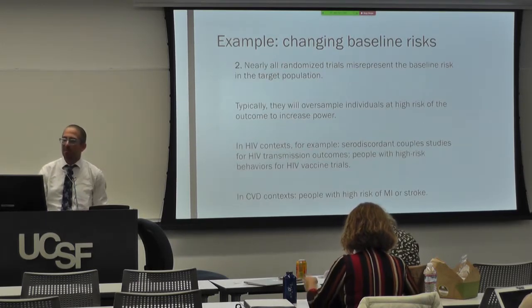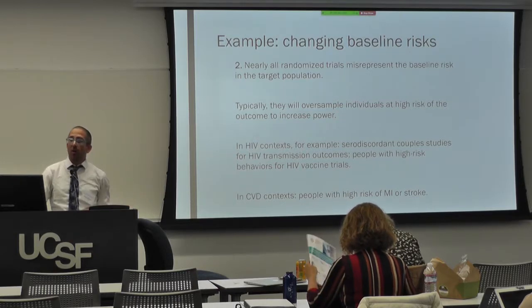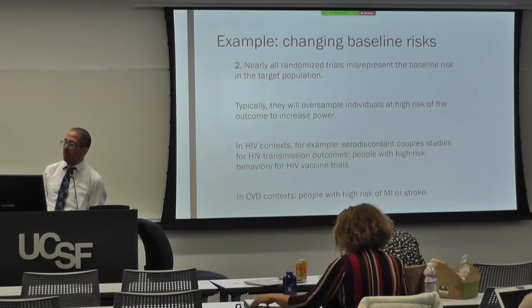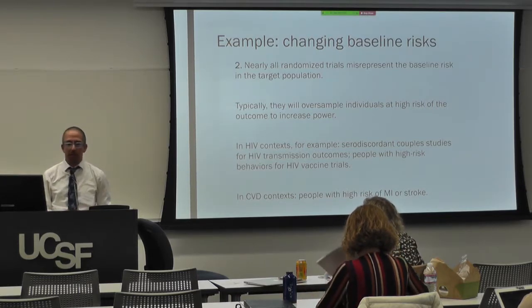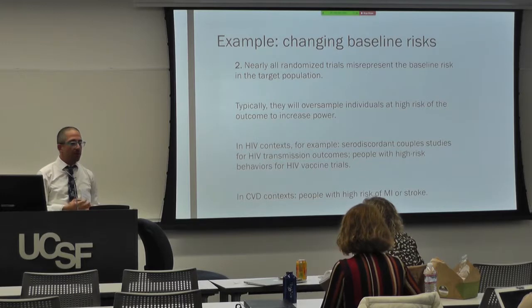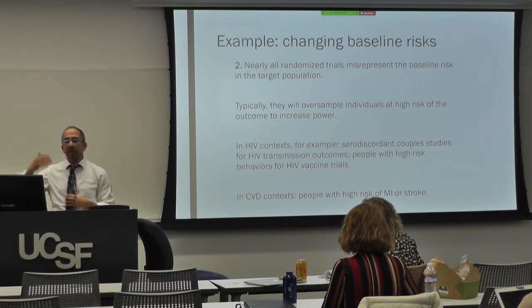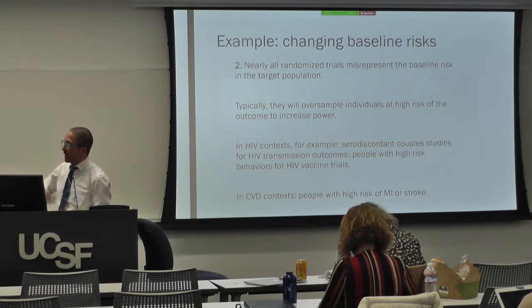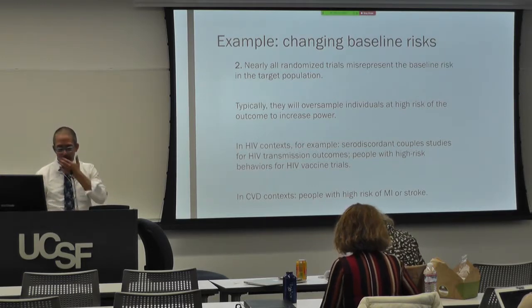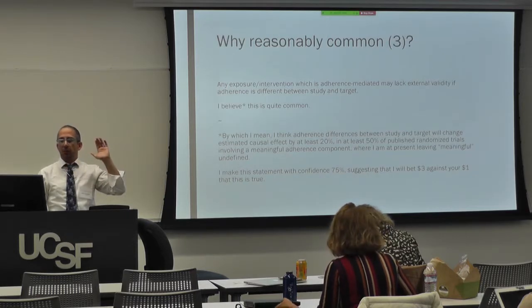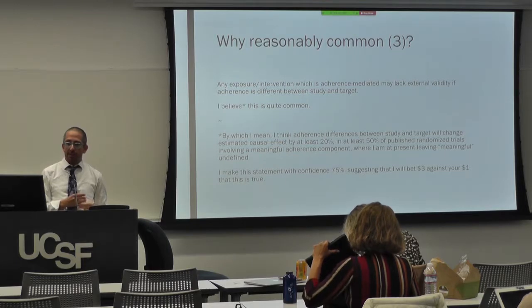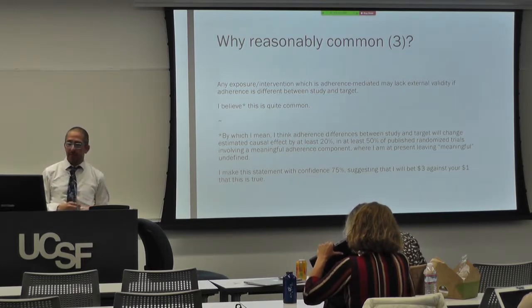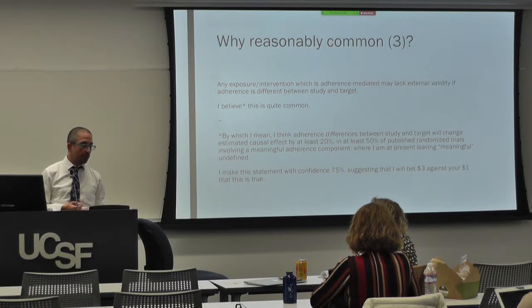But then the other thing is that we know that all randomized trials pretty much misrepresent the baseline risk in the target population. Again, exceptions for the pragmatic trials. But typically, randomized trials oversample people at high risk of the outcome. Serodiscordant couples are exactly a way of oversampling people at high risk of the outcome. So in addition, I think that any exposure intervention which is adherence mediated is going to lack external validity if adherence is different between the study and the target.